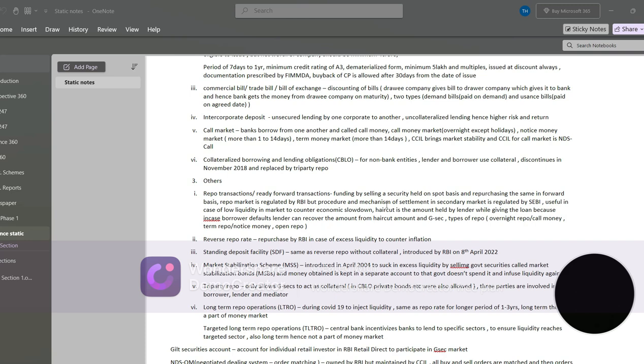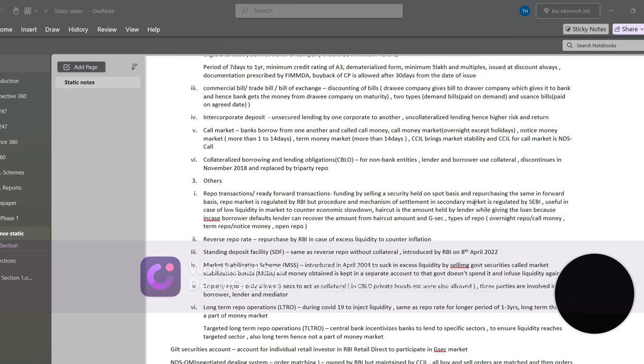And also, I promise that if I give you securities worth 100 rupees, but still you will give me, I think, 75 rupees. Whatever 25 rupees you are keeping, that is called the haircut amount.